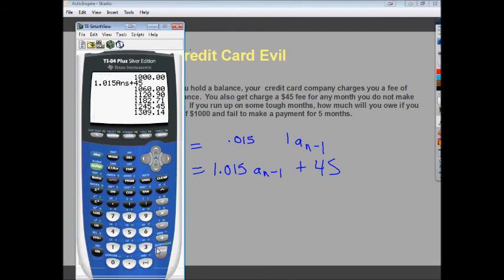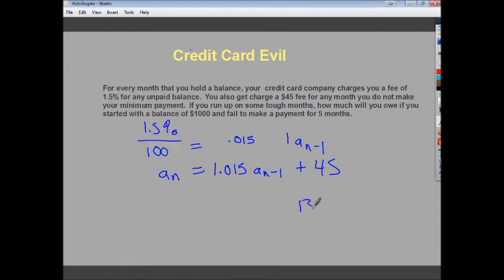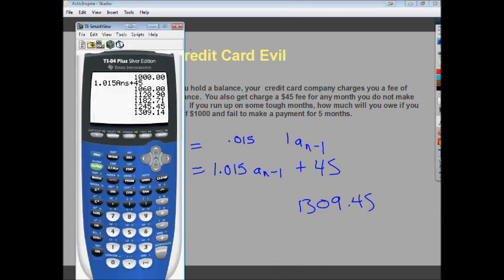So after 5 months of not paying my $1,000 bill off, I currently owe $1,309, and I think it was 45 cents. I'm going to bring up the calculator one more time to make sure that I'm right, and then I'm going to be done. So 14 cents, sorry.